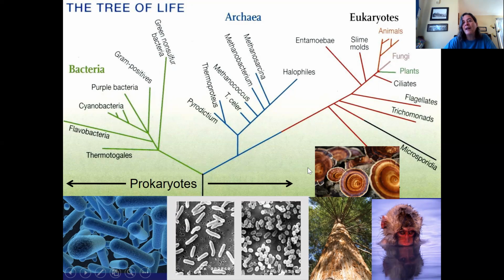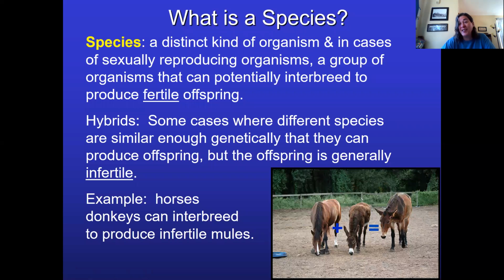But let's get into the actual depth of, what is a species anyway? A species is a distinct kind of organism, and if it's sexually reproducing, it means that they can produce fertile offspring. While you can get species interbreeding with each other, they usually do not produce fertile offspring. Any offspring they have will be infertile. The example is horses and donkeys: they can interbreed to produce mules, but the mules themselves cannot produce offspring.